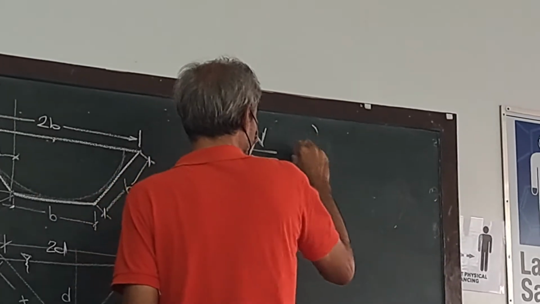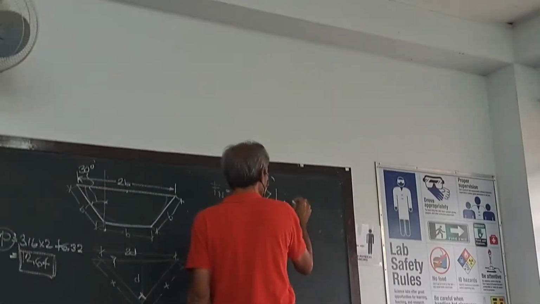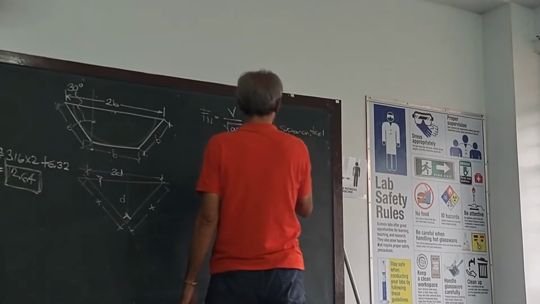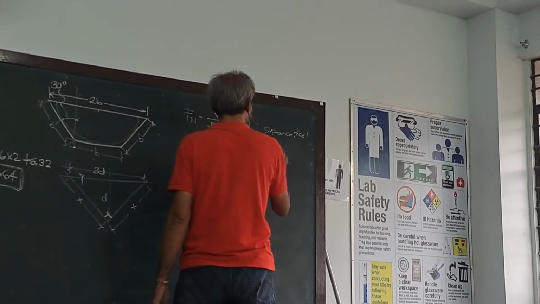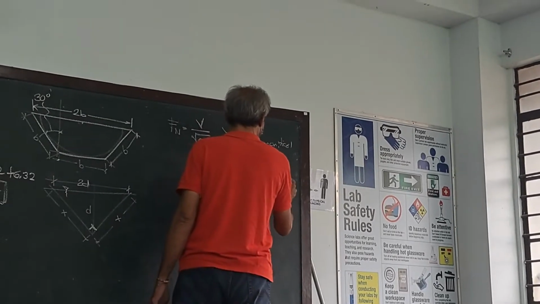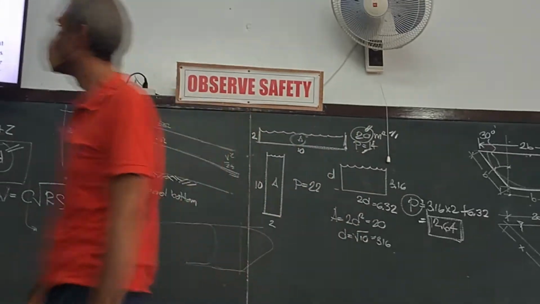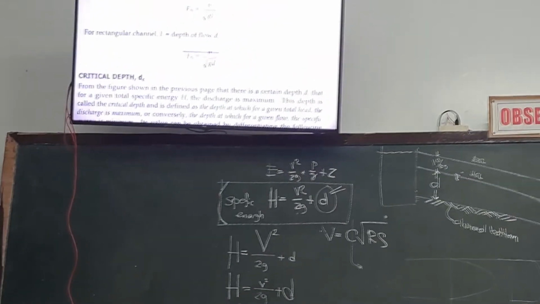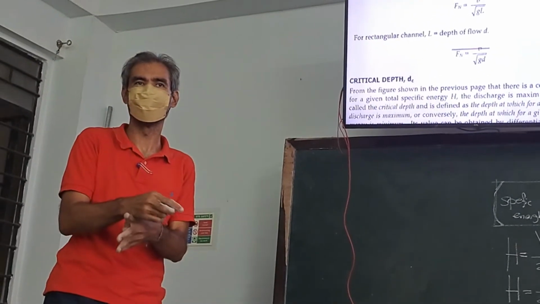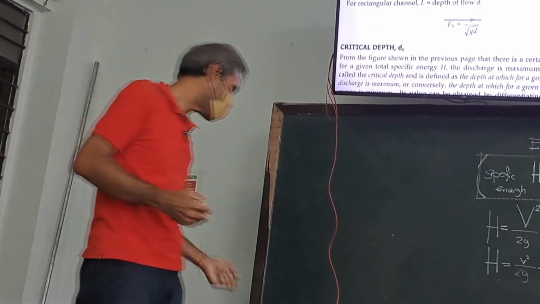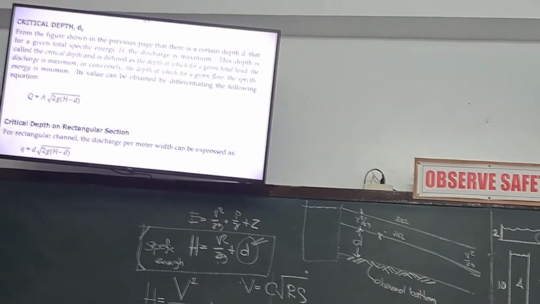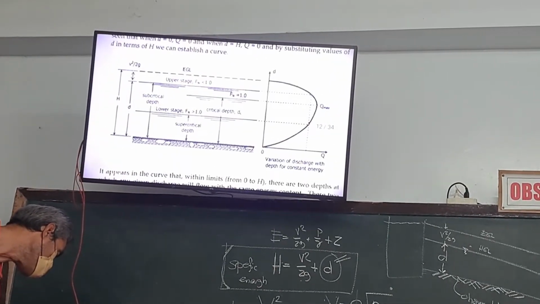If your Froude number is greater than 1, it is supercritical. If it is less than 1, subcritical. If it is equal to 1, critical. So critical flow occurs at critical depth, at critical slope, and at critical velocity. These three are joint forces to produce critical flow. So from the figure shown.